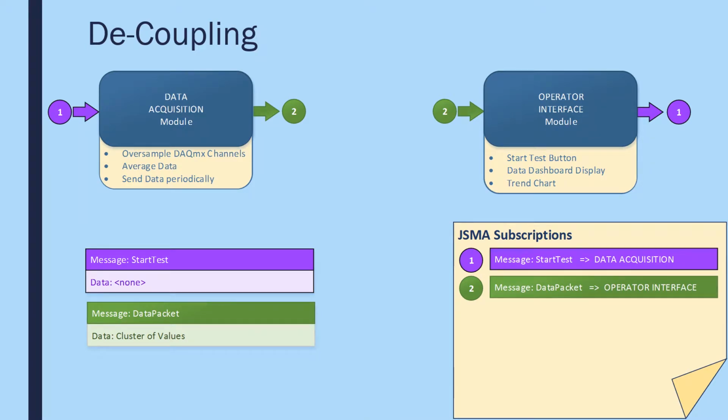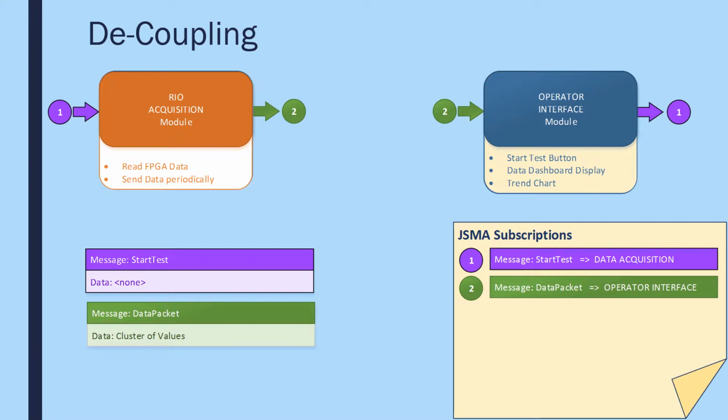To prove that, assume we developed a RIO acquisition module. Maybe it uses cRIO instead of cDAQ to collect the same data. If the new module receives the same test start message and sends out the same data packet message, what would prevent us from swapping the new module in for the old one? The answer is nothing. Because these two modules are minimally coupled, we can swap the new one in without affecting the other modules already in the application.